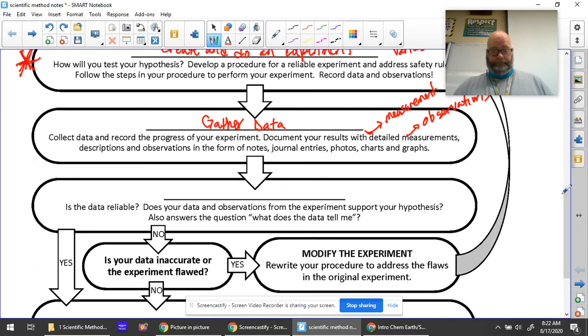Once we get our data and we perform the experiment, we want to next analyze that data. Now, there's lots of leeway in how you analyze the data. You want to organize it. You want to probably graph it. Okay. Is the data reliable? Does your data and observations from the experiment support your hypothesis? So we're analyzing the data. We're trying to see what the data is telling us. Here you might do a graph. You'll certainly, if you're gathering measurement data, want to do a data table.